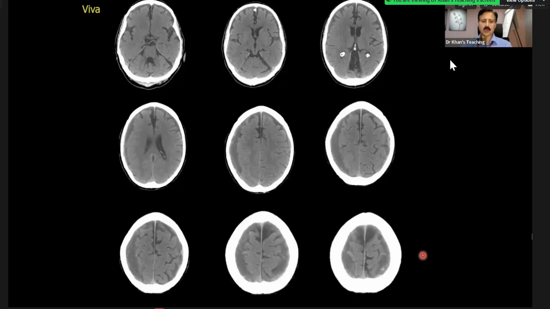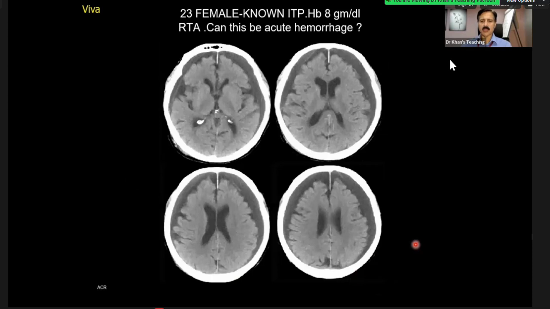These ones are easy, so I will just skip them, and you can see that sometimes the teaching point or the exam point is go back to the vertex. Always go to the vertex, and the last slice might show you a subdural, acute or chronic.